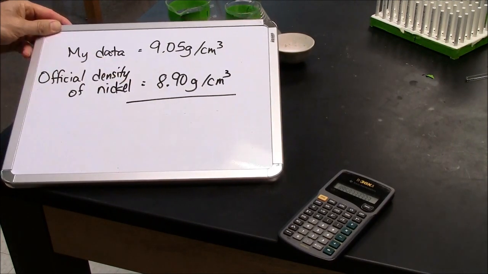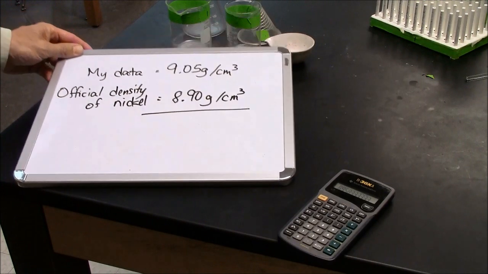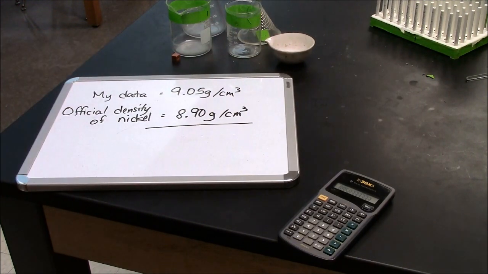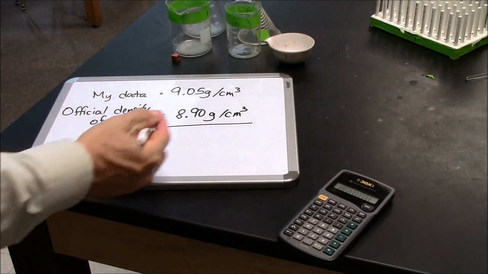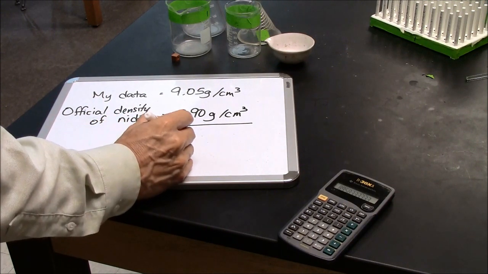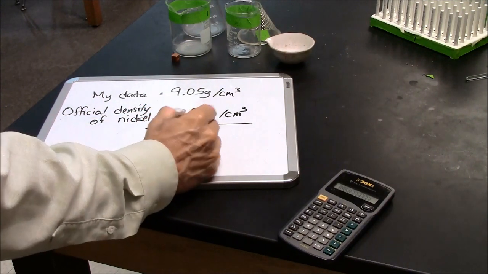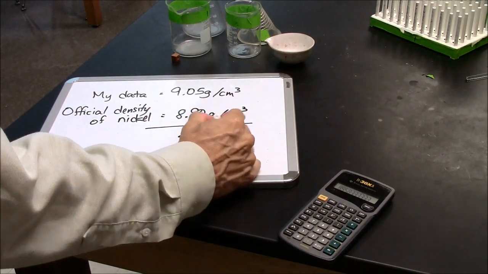The official density on the periodic table is 8.90 grams per cubic centimeter. So I'm off. I have some error. I can subtract, find the difference. This is the difference. This is my error.